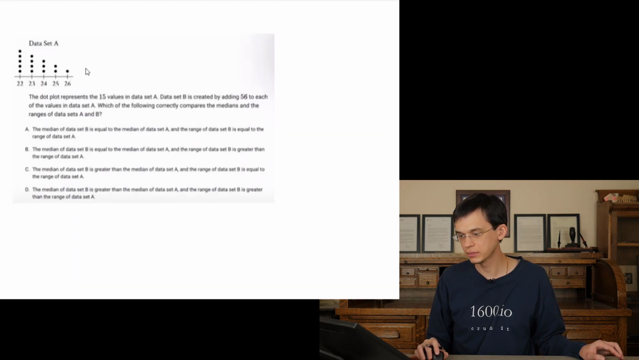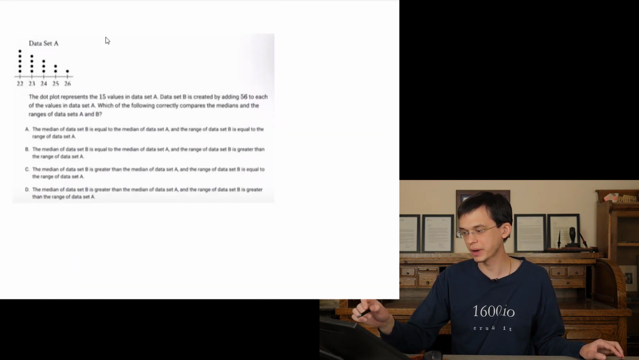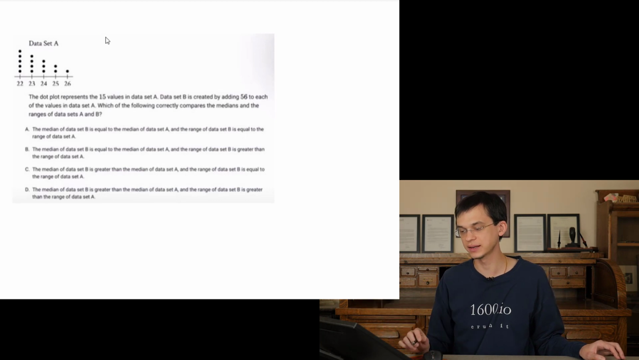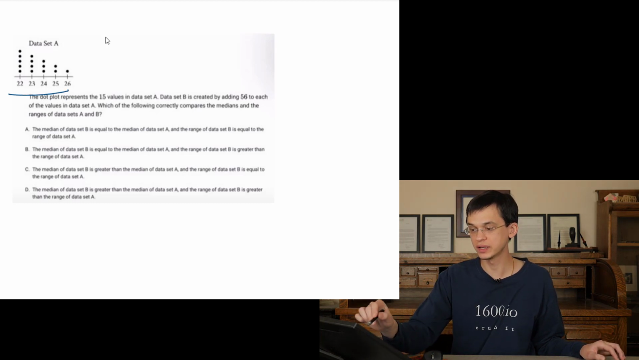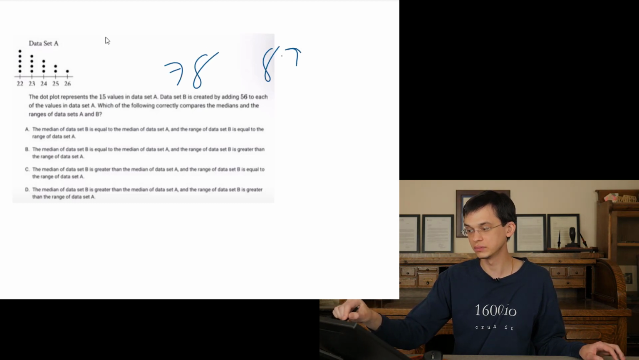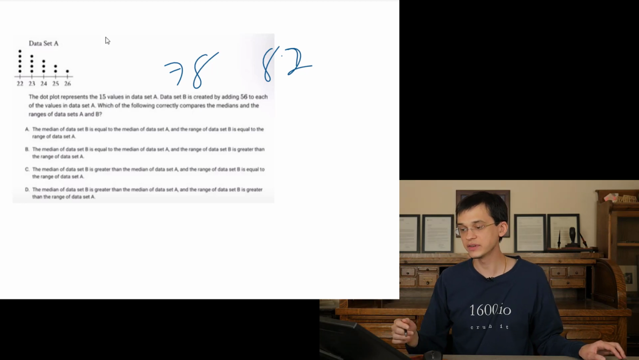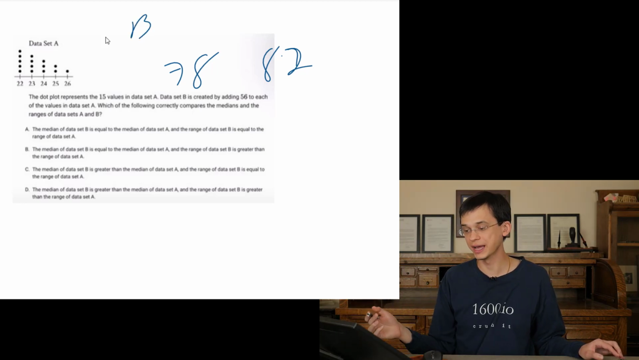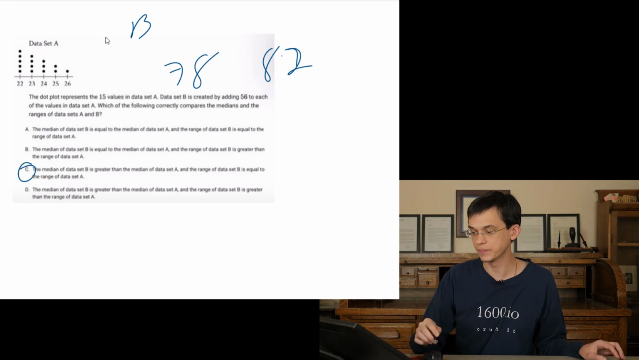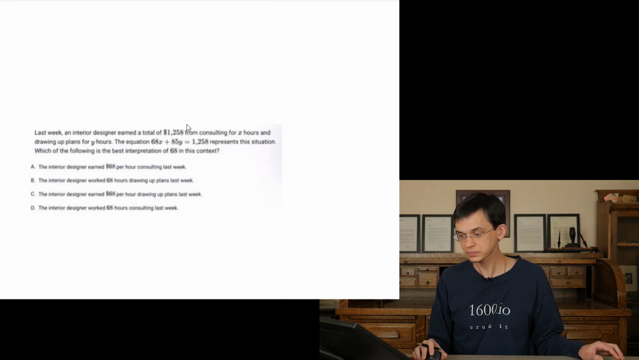Data set A. Data set B is created by adding 56 to each of the values in data set A. What compares the median and range? The range stays the same. Whether it's 22 and 26, the range of that is 4, or 78 and 82, the range is going to be the same. The median of data set B is obviously going to be bigger because we're dealing with bigger data points. So the median of B is going to be greater than A, and the range is going to be the same.